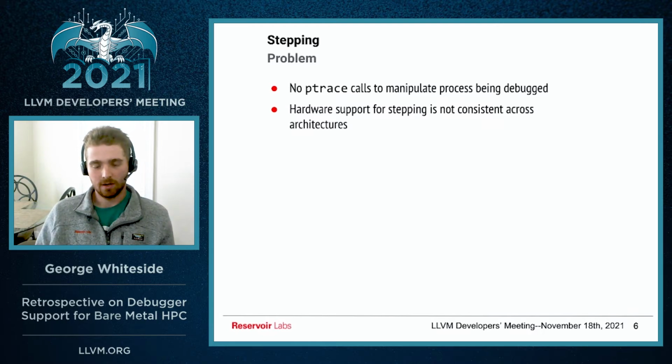So our architectures do not have an operating system. We don't have a full complement of ptrace system calls to manipulate the process being debugged. And the hardware support for stepping processes and programs is not consistent across architectures.